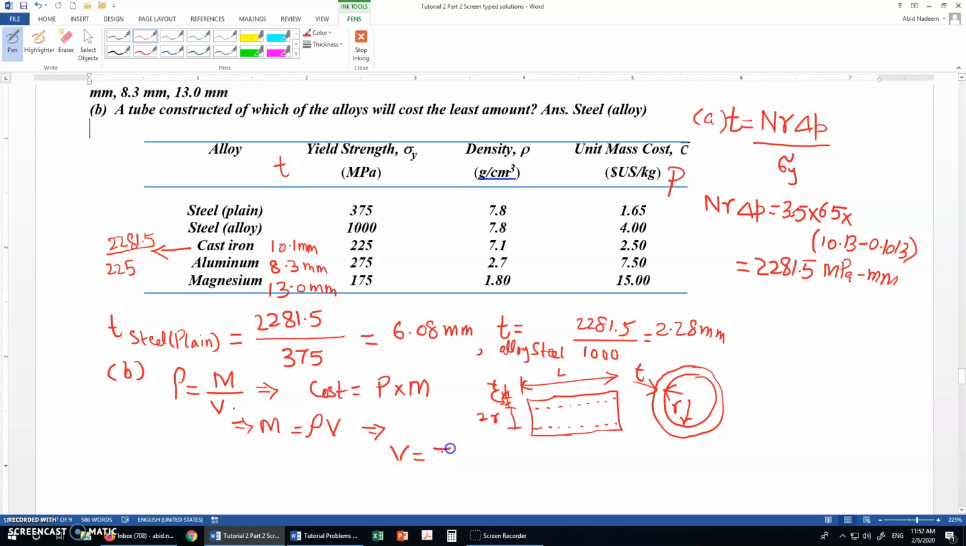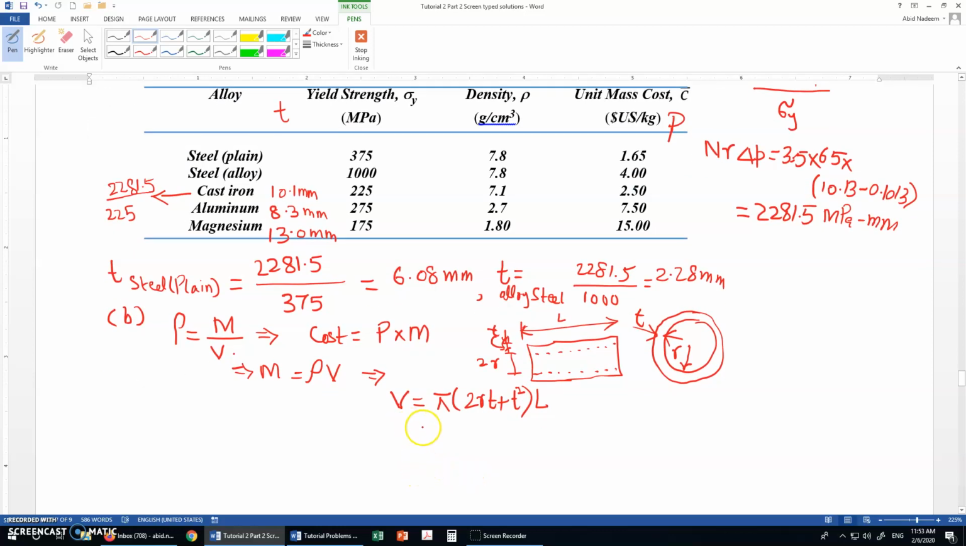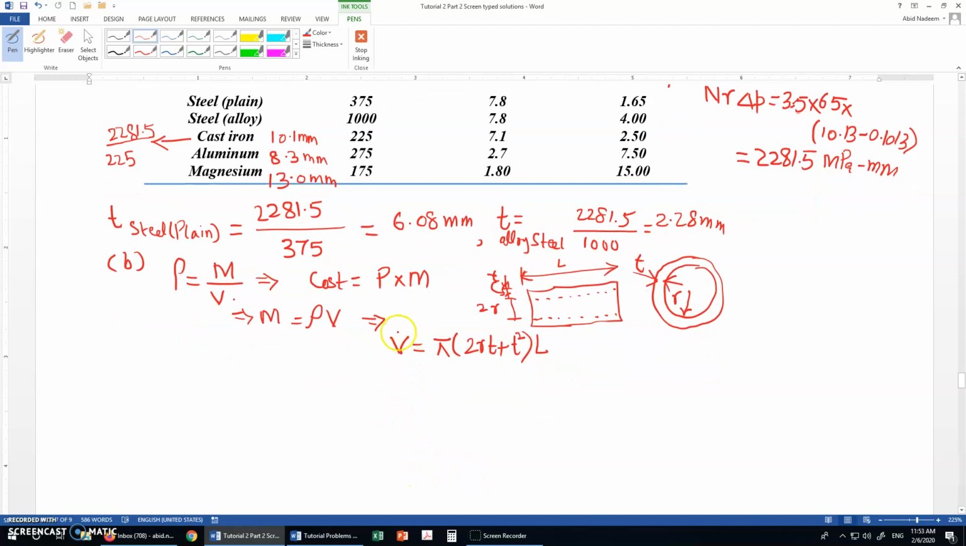pi times 2 r t plus thickness square multiplied by length. So remember that r is the internal radius, okay, t is the thickness. Well, you can use your knowledge of geometry to derive this formula. Okay, I'm not going into the derivation of this formula over here. So we can find the volume of each material.